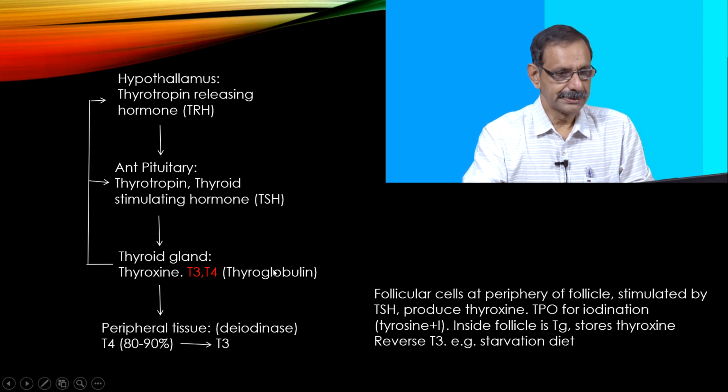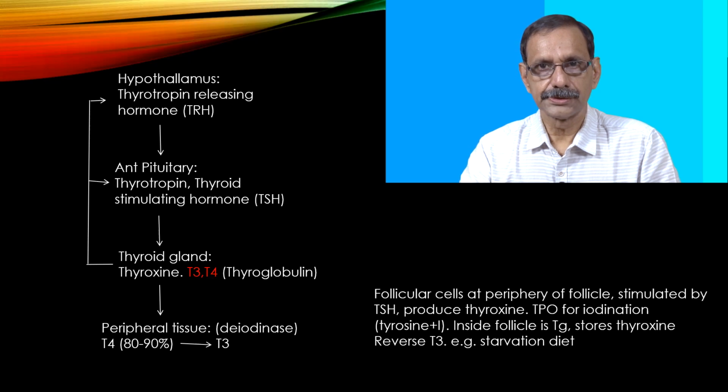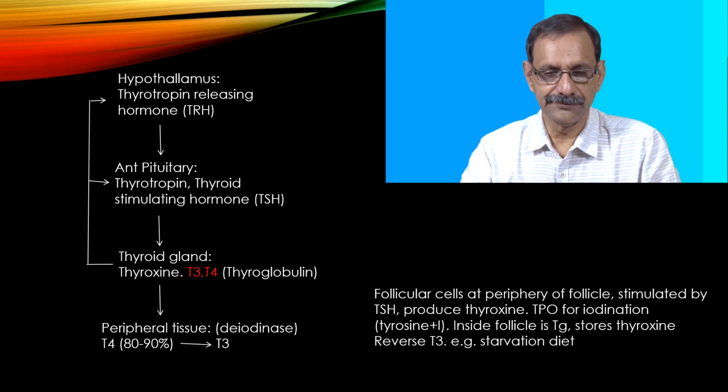Now, if T3 and T4 are enough, they are stored in the thyroglobulin, as we said, and when there is enough T3 and T4, there is a negative feedback. So it tells the anterior pituitary to stop secreting thyroid stimulating hormone.